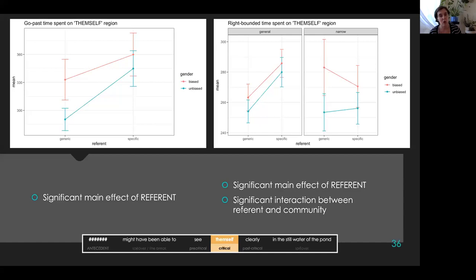So not only is this something that we can see in offline decision-making things, but it's something that affects our real-time processing, something that affects the way we're actually retrieving and understanding words at the very earliest levels of processing.